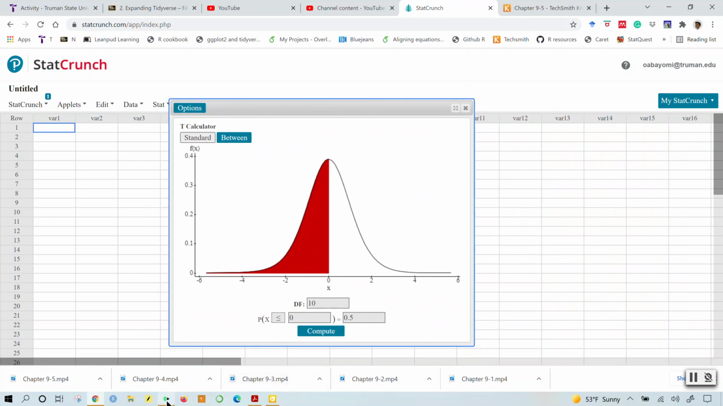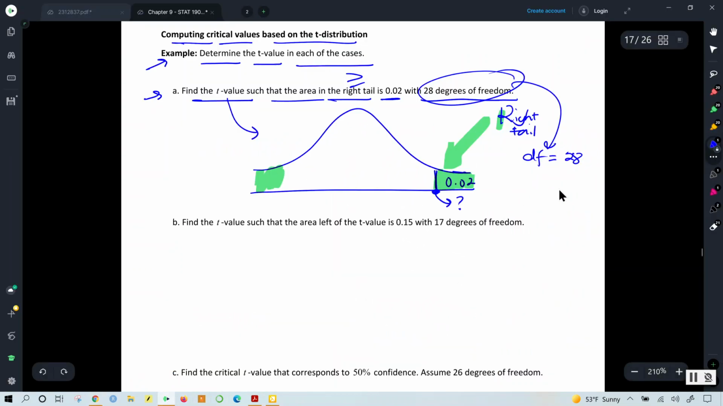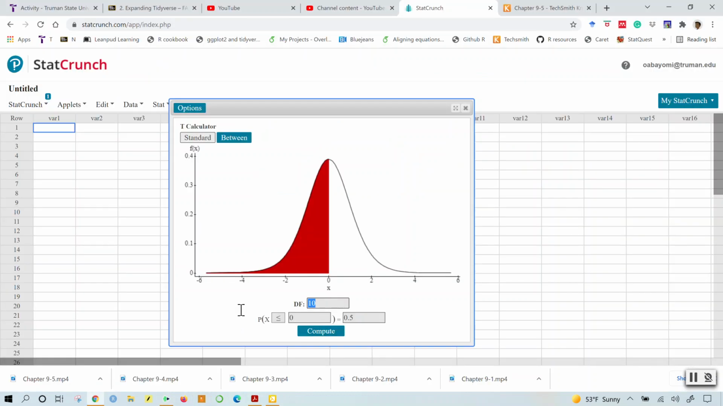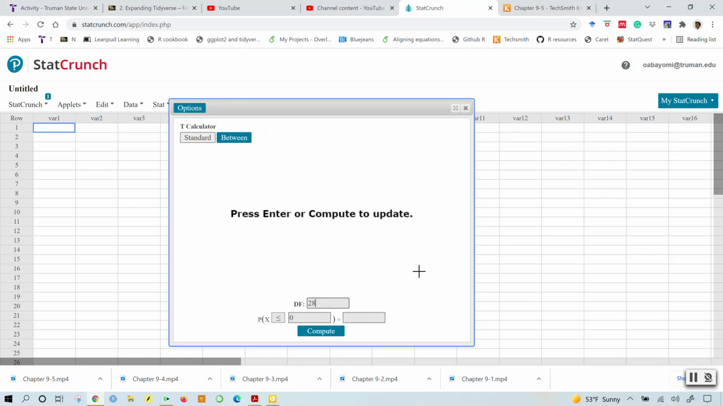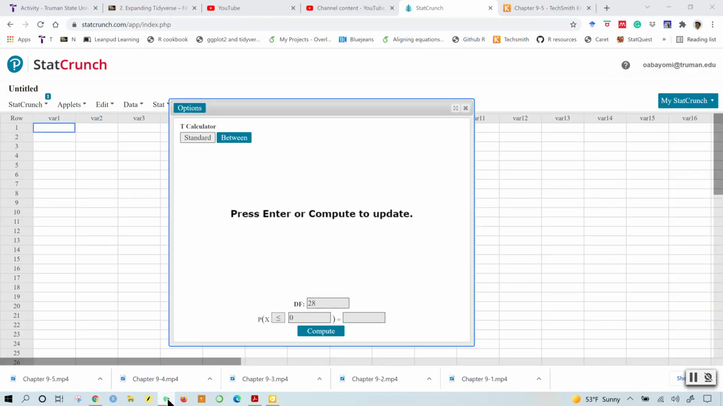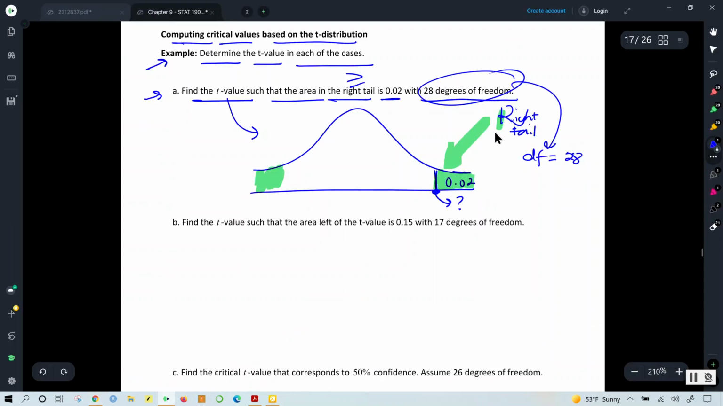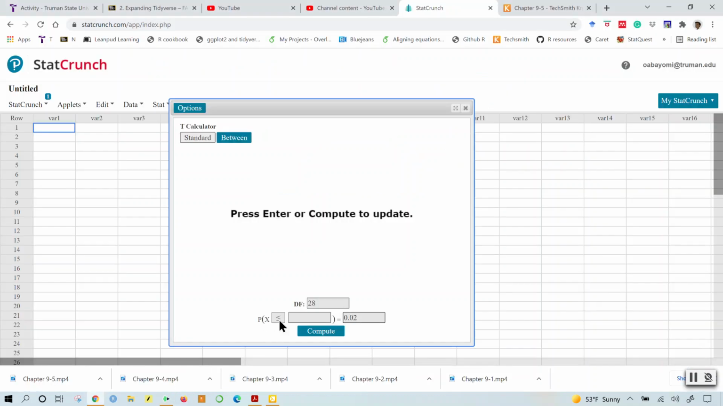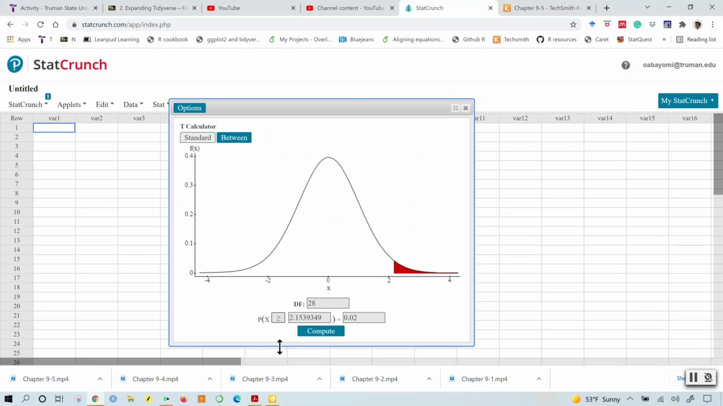Well, in this question, what is my degree of freedom? 28. So I am going to supply 28 to StatCrunch. And the next thing is, what is the size of the area? 0.02. Okay, so I will put that in the area for probabilities, 0.02. And the next thing I need to alter is, what tail am I looking at? Right tail. So that is greater than or equal to. I'll need to adjust that here. So choose greater than or equal to.